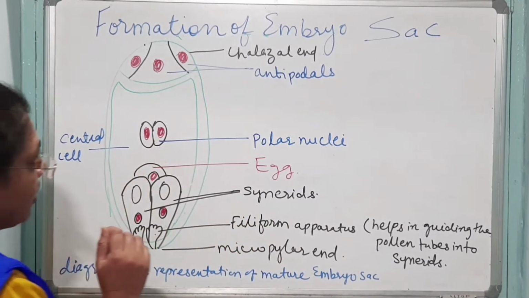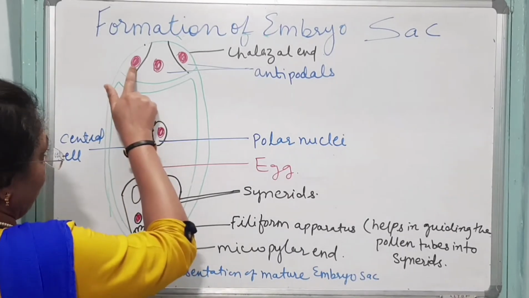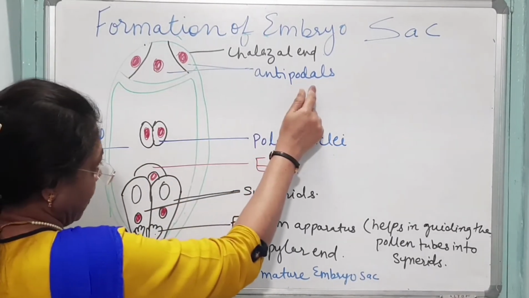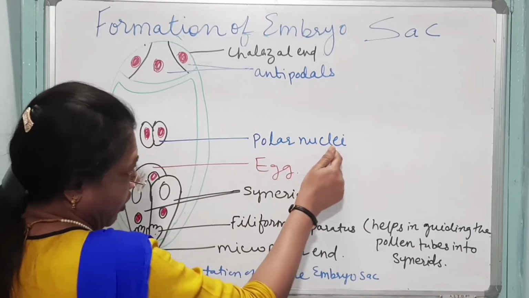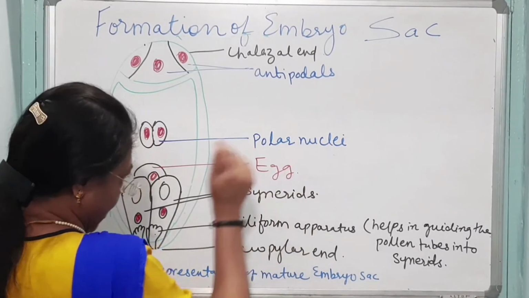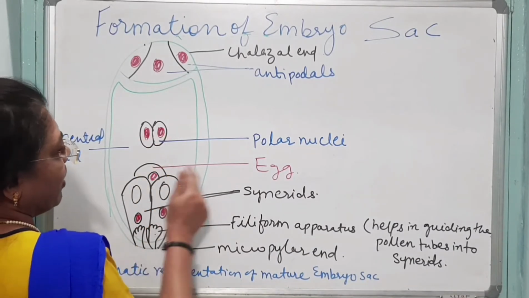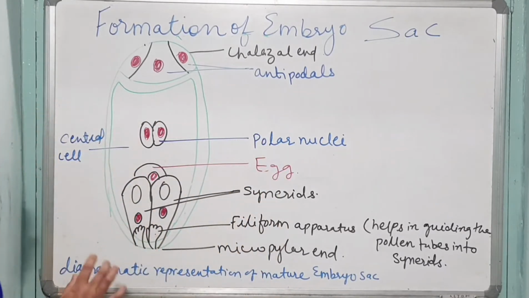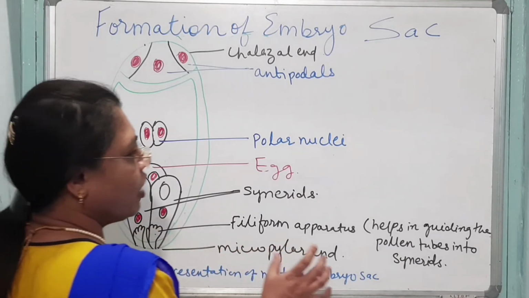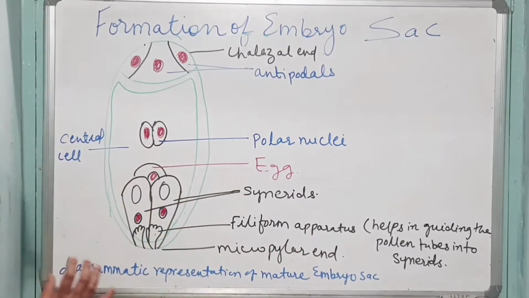So now let's count how many nuclei we have distributed. 1, 2, 3 at the antipodals. 4, 5, these are the polar nuclei. And here 6, 7, 8: 1 in the egg and 2 in the synergids. So the whole 8 nuclei are distributed inside the mature embryo sac. Okay, I hope it is clear now.